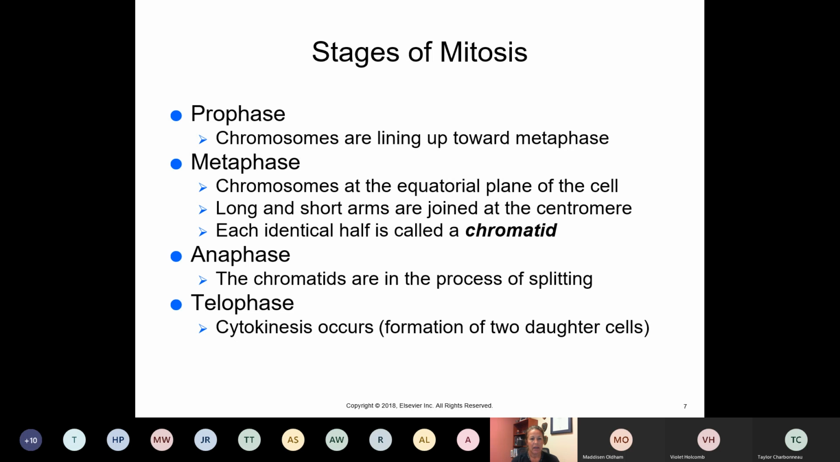So then during anaphase, the third phase of mitosis, the chromatids are in the process of splitting. That double chromosome that has the gathered waist is going to split vertically down the middle into two different chromatids. And in telophase, cytokinesis can occur, which is the actual formation of those two daughters, where it's actually split apart.